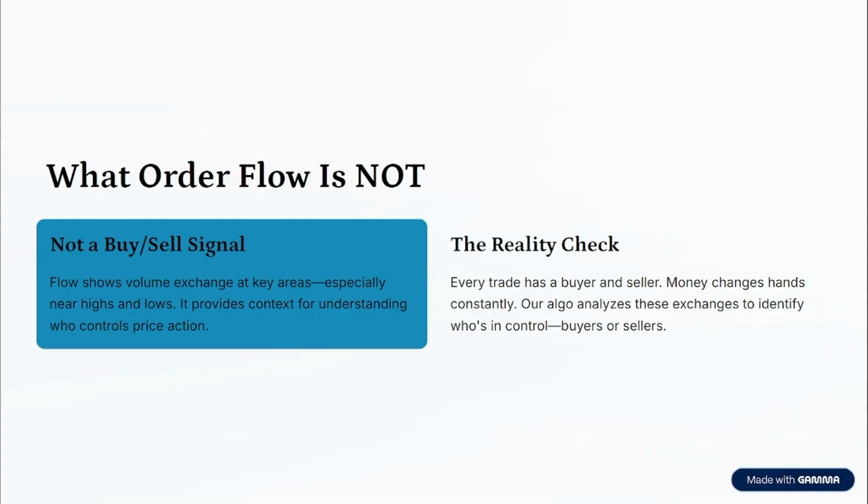The reality check is this. Every trade has a buyer and a seller. Money changes hands constantly in the market. Our algo analyzes these exchanges to identify who's in control, buyers or sellers. It's as simple as that.